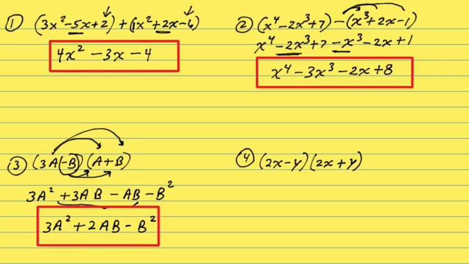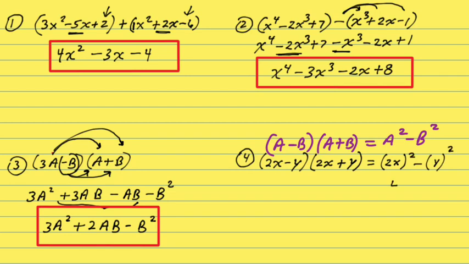Now if you're really good on this next one, you might recognize it as a minus b times a plus b, which is going to yield the difference of squares, a squared minus b squared. So basically that means the 2x is squared minus the y squared. Don't forget to square the 2 as well as the x. And I think you'd get this result if you're following the formula.